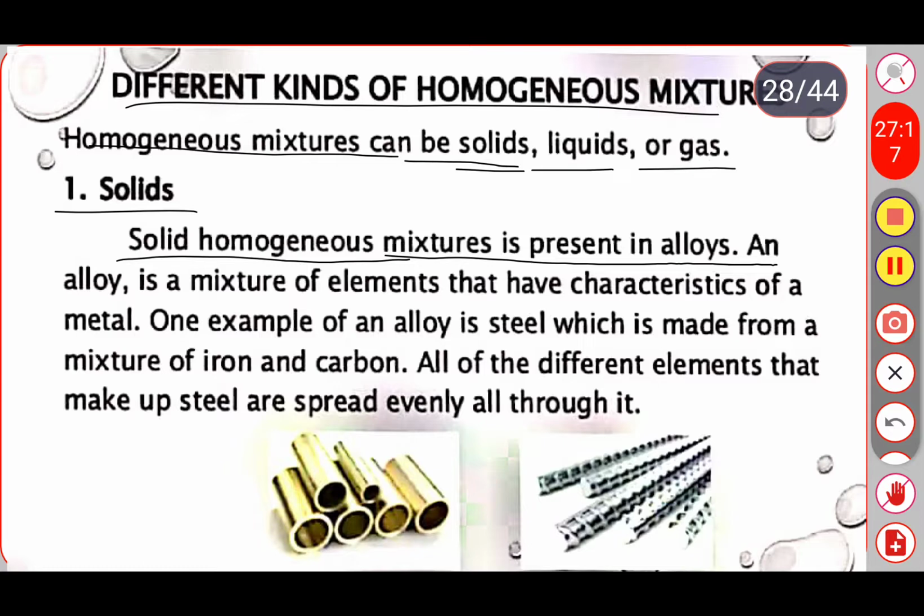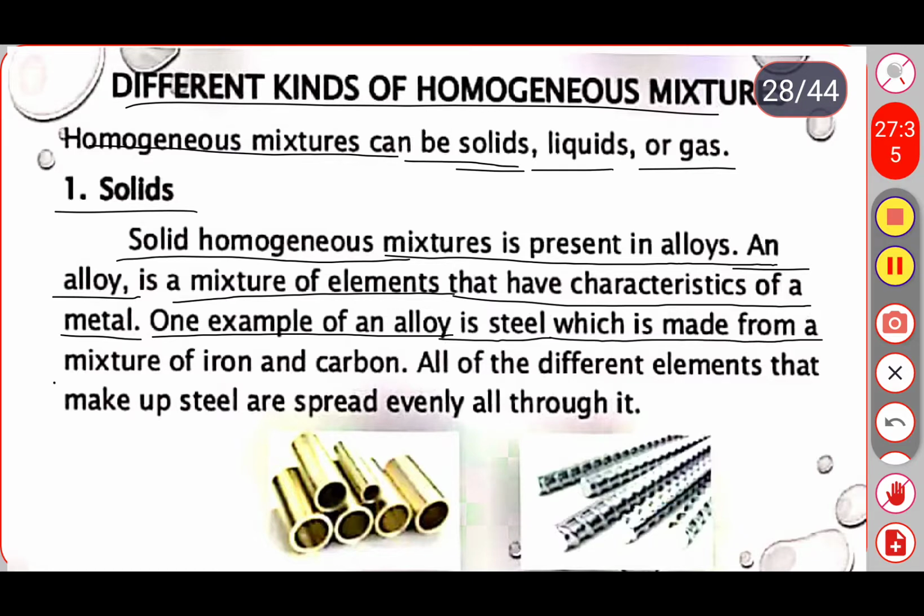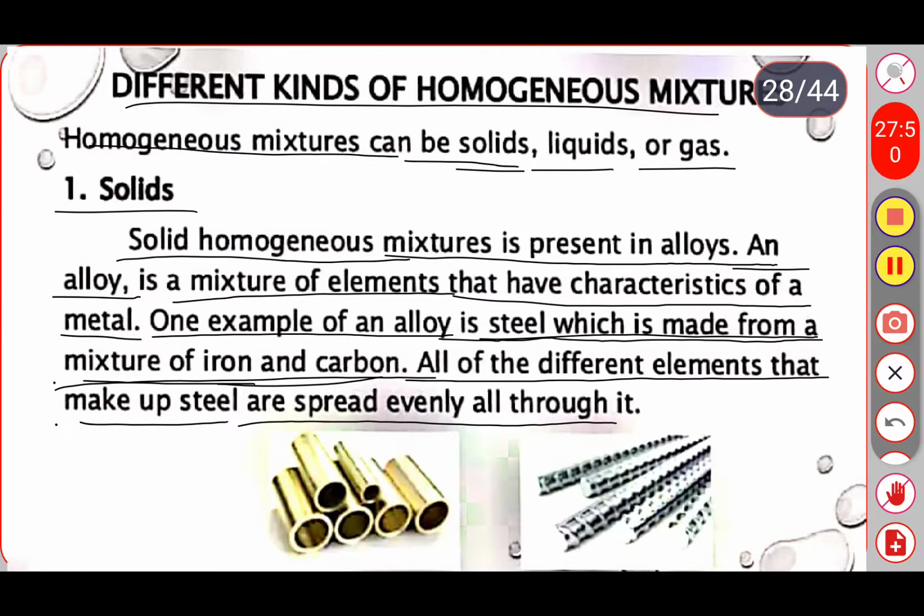An alloy is a mixture of elements that have the characteristics of a metal. One example of an alloy is steel, which is made from a mixture of iron and carbon. All of the different elements that make up steel are spread evenly throughout it. So these are examples of solid homogeneous mixtures.